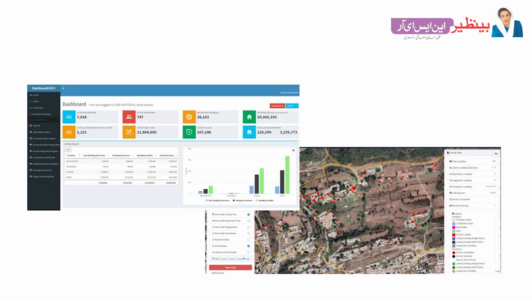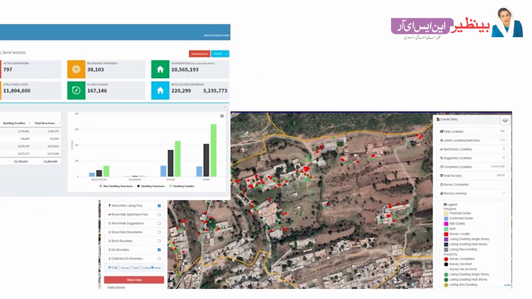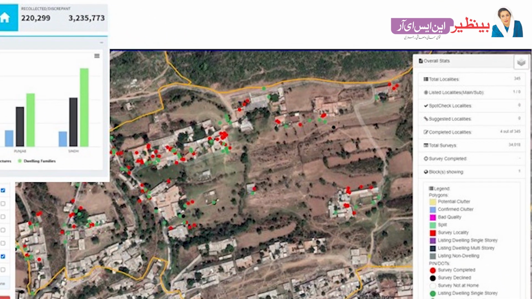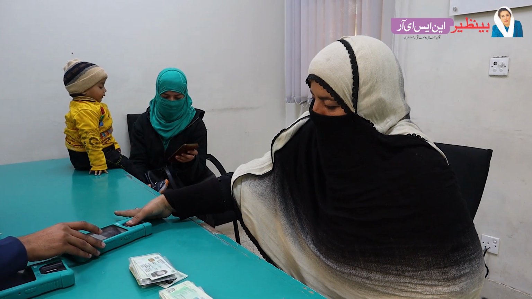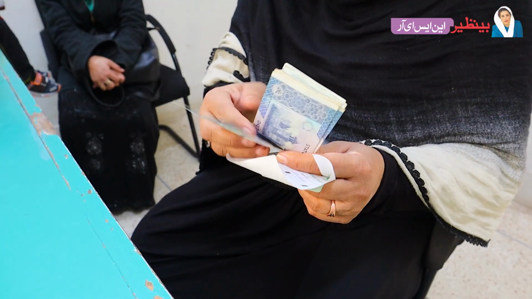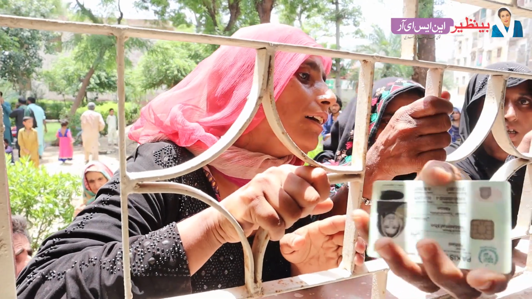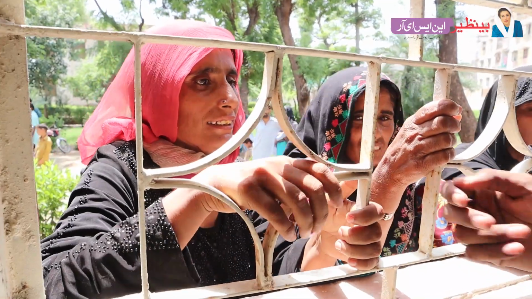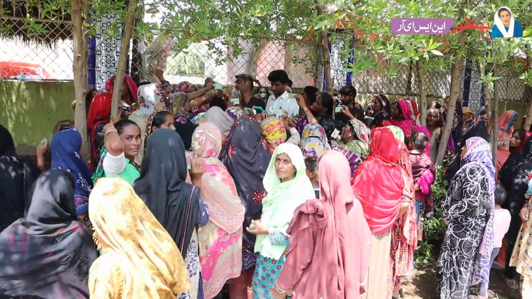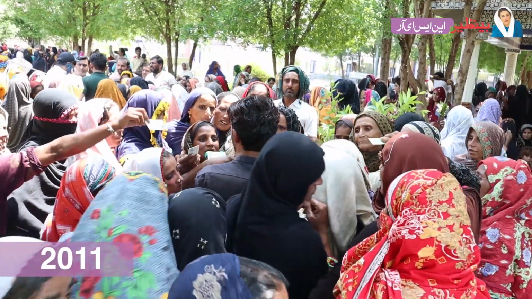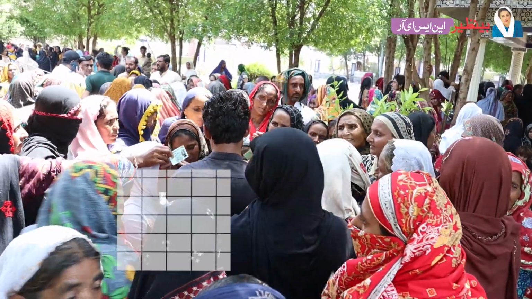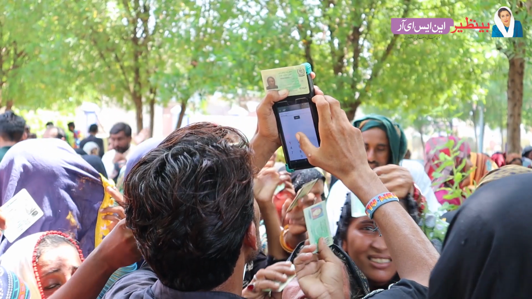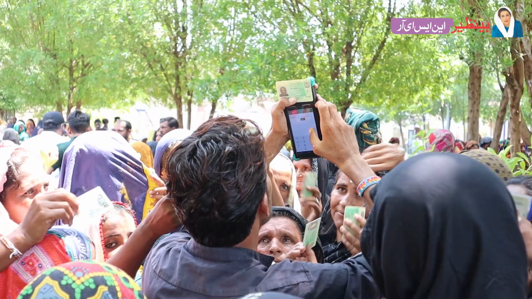Establishing the NSER database was the first major milestone towards scientific and objective targeting. All benefits were extended on the basis of the NSER database. Due to the static nature of the data, NSER started losing its targeting objectivity over time. Households who were declared eligible in 2011 continued getting benefits despite improvements in their socioeconomic status, and the ones who missed out or were declared ineligible remained deprived for years.